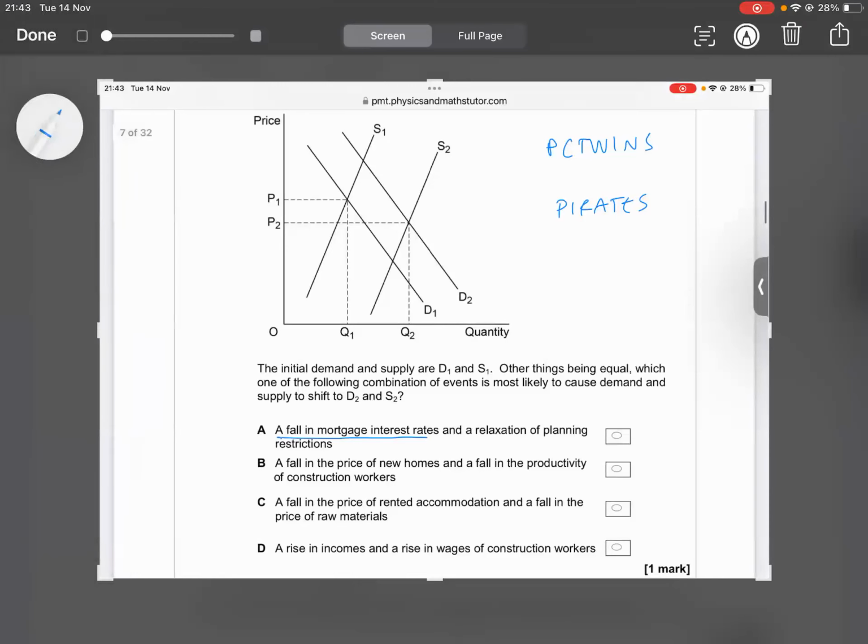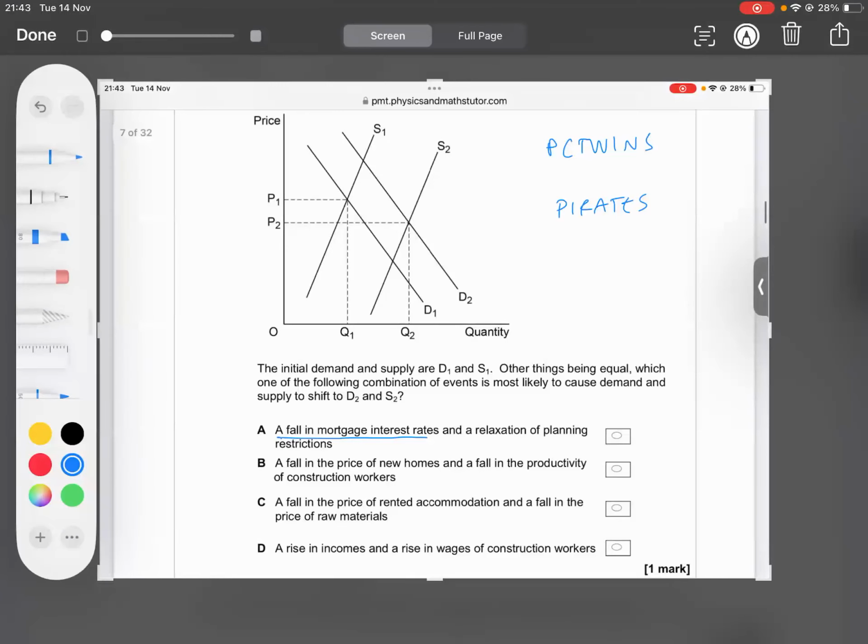Interest rates fell, would it affect supply or demand? Would demand go up or down? Would it go down because there's high interest rates? It says a fall in interest rates. So yeah, so far so good. A relaxation in planning restrictions, would that cause supply to go up or down? Would the supply go up because obviously firms can operate more easily? So far it seems like A is correct. Let's go through the other ones.